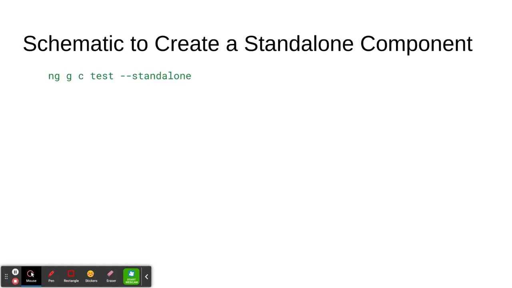And how can you create the standalone component? This is the command that you need to run, like ng g c test, and whatever the component name. Test is basically a component name, whatever component name you want to add, and you just need to add the standalone flag with that.